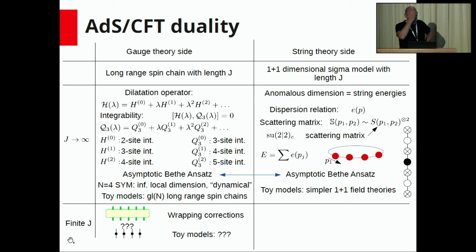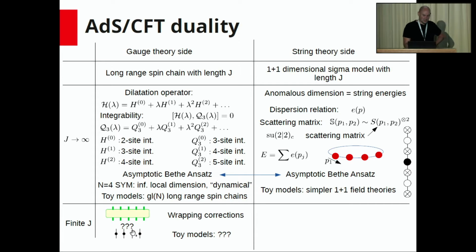And what happens at finite lengths? For lengths, or for the perturbation order, for which the range of the interaction is bigger than the length of the chain, the asymptotic Bethe ansatz cannot work anymore, and wrapping corrections appear. But there is no good spin chain description for these wrapping effects.